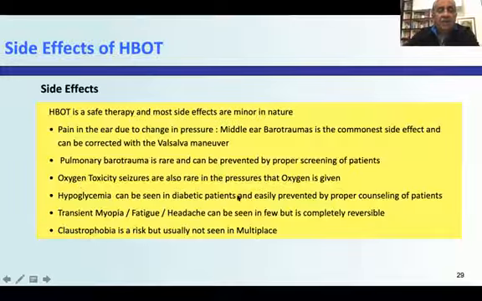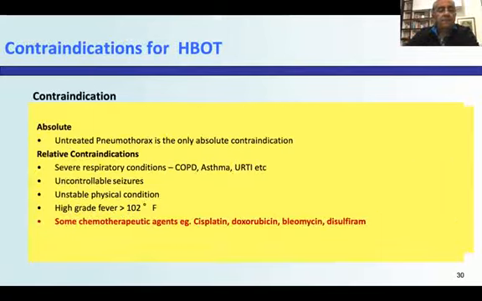Hypoglycemia can be seen in diabetic patients and is easily prevented by proper counseling of patients to take their regular diet and meal before coming in for hyperbaric. Transient myopia, fatigue, and headache can be seen in a few, but are completely reversible. And claustrophobia is a risk, but usually in a multiplace chamber, this is not seen.